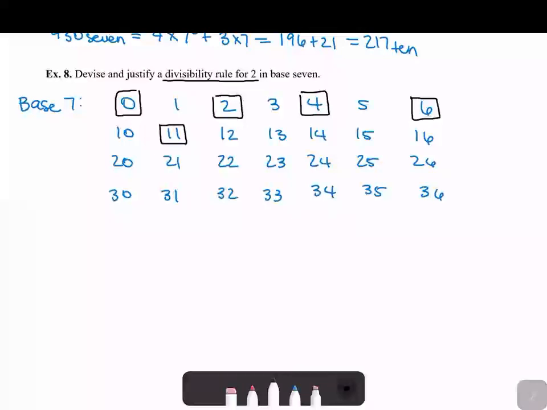1, 2 represents 9, which is not divisible by 2. 1, 3 represents 10, which is divisible by 2. And 1, 5 represents 12, which is divisible by 2. But 1, 4 is 11, and 1, 6 is 13, so they're not. By this point, you can start to see a pattern: even and odd are concepts that can be applied to any base, and every value alternates being even or odd. It's either divisible by 2 or it's not, where it's divisible by 2 if you add or subtract 1.